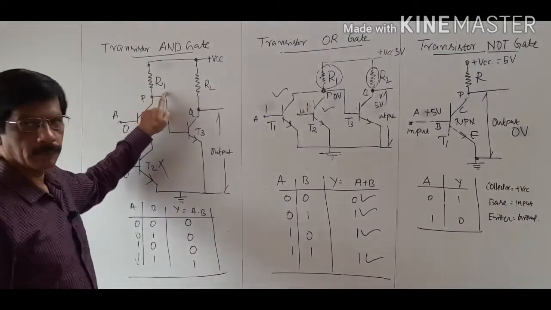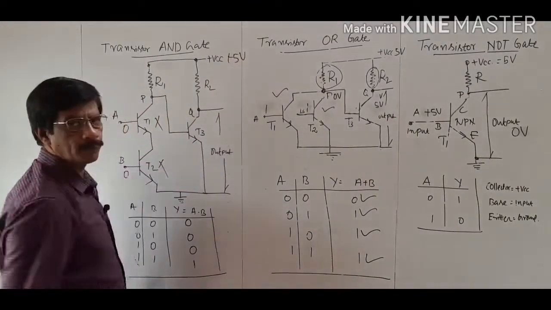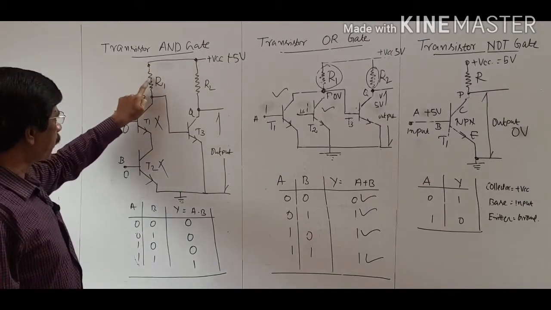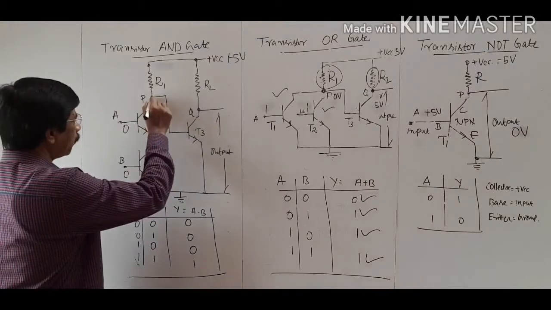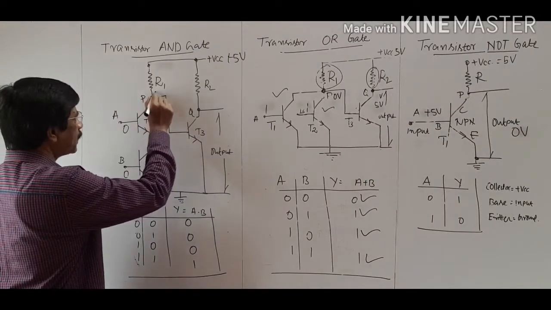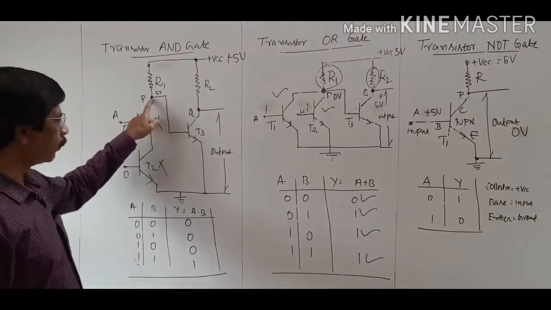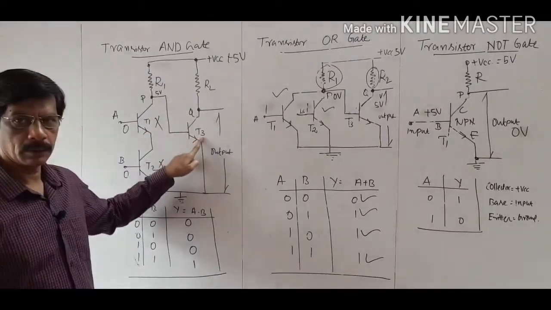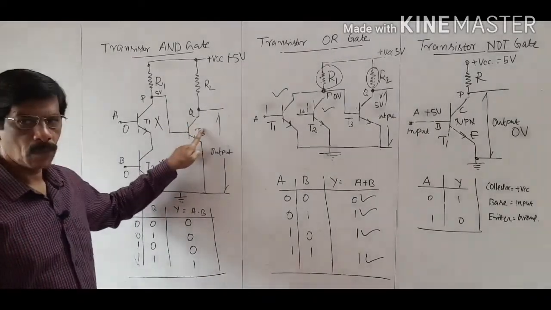Capital R1. The applied plus 5 volt easily passes through the resistor R1, since across R1 there is no voltage drop and it exists at the point capital P as nearly 5 volt. This 5 volt is connected to base of T3. Now you analyze the state of T3.